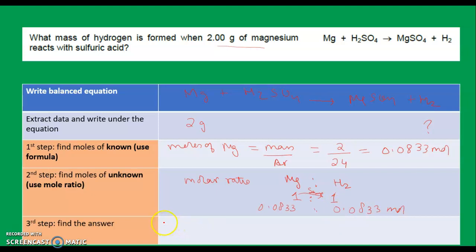So we come to the last step, which is find the answer to the question. So the question is asking you to find out the mass of hydrogen. Mass of hydrogen is equal to moles of hydrogen times Mr. Moles of hydrogen you've just found is 0.0833. Hydrogen molecular mass is 2. So your answer comes as 0.167 gram.